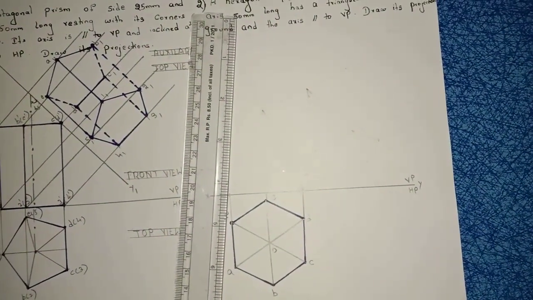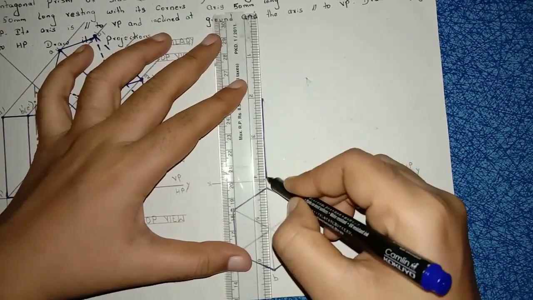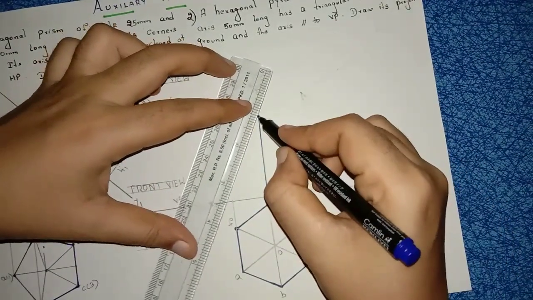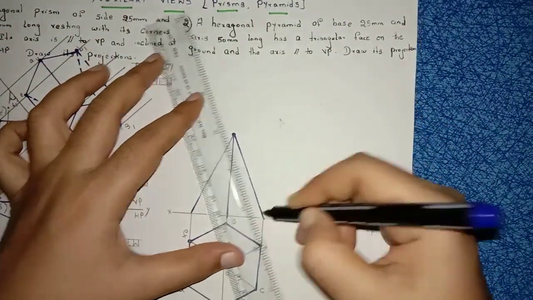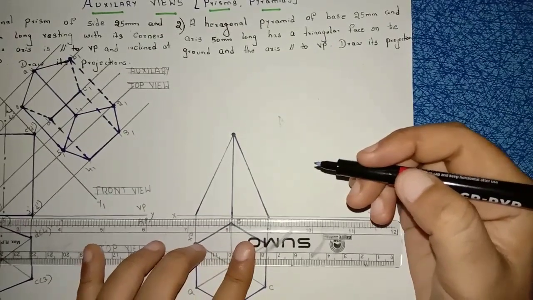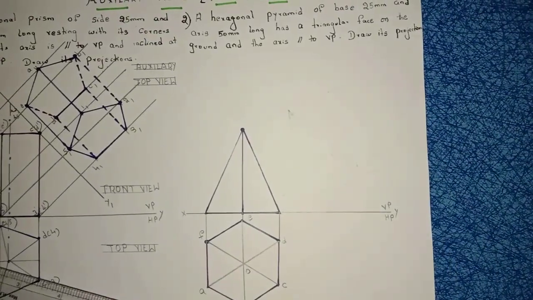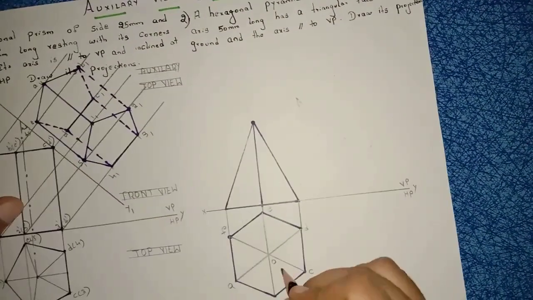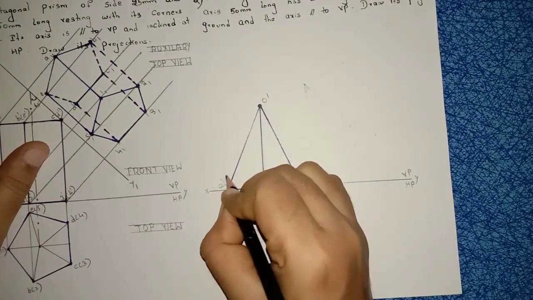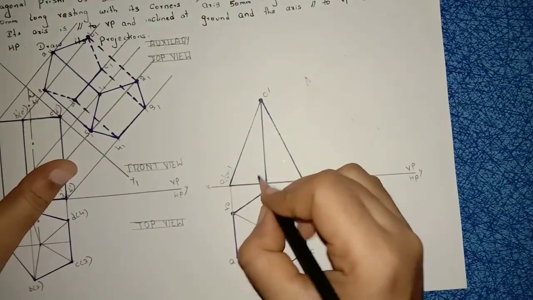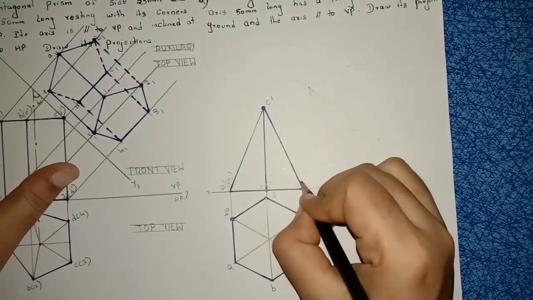Now, how much is the axis height here? 50 mm. Take 50 mm axis height, and join this one. Now name these points: this is O, O dash, AF, A dash of F dash, BE, B dash of E dash, CD, C dash of D dash.